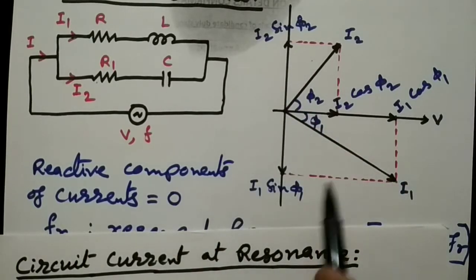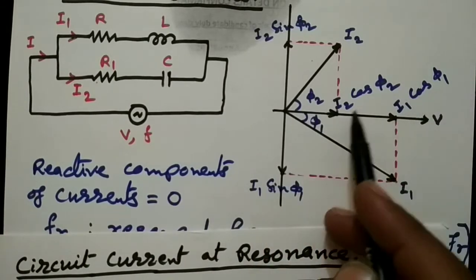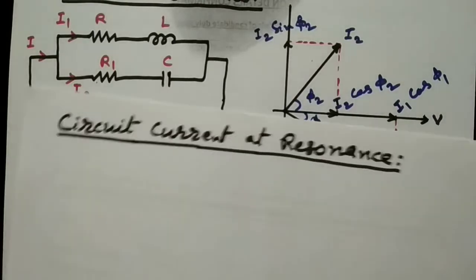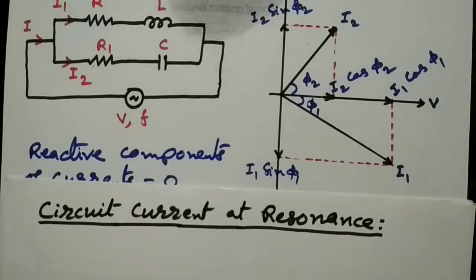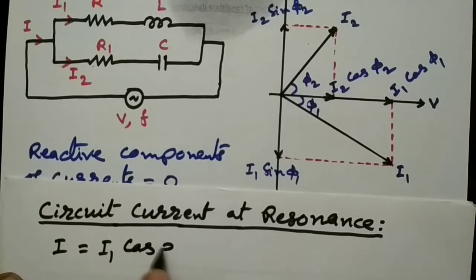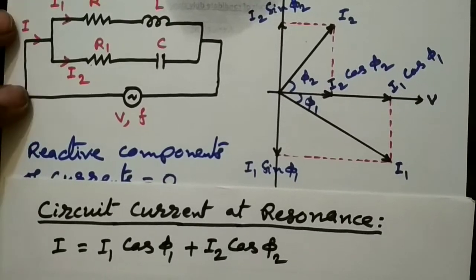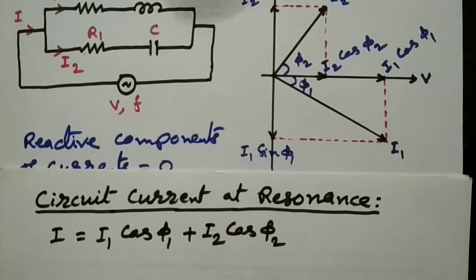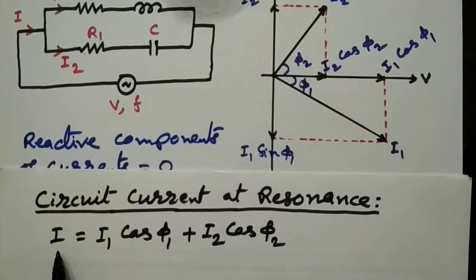So in this case, what will be the net circuit current? It will be I1 cos phi 1 plus I2 cos phi 2. So the circuit current at resonance should be equal to I, and it will be equal to I1 cos phi 1 plus I2 cos phi 2, and this circuit current will be in phase with the supply voltage, that is V. So now we will find the value of I.